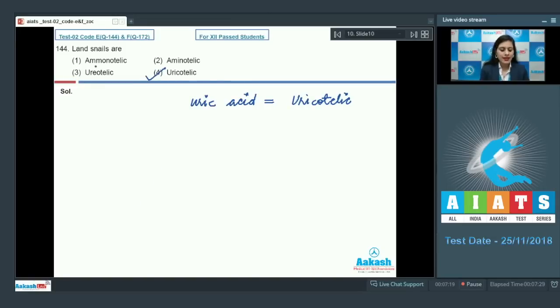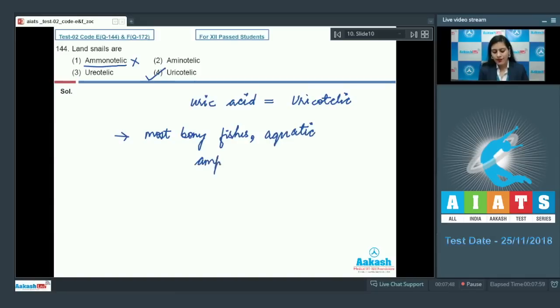First option given is ammonotelic, and this is an incorrect option because ammonotelic organisms are mostly aquatic, and they are mostly bony fishes as well as aquatic amphibians or aquatic insects. So they can be aquatic insects or aquatic amphibians. So this is an incorrect option.